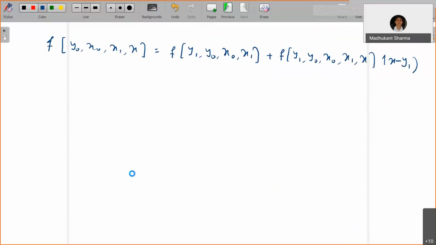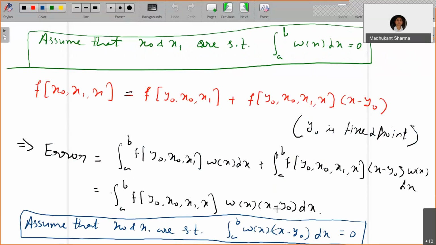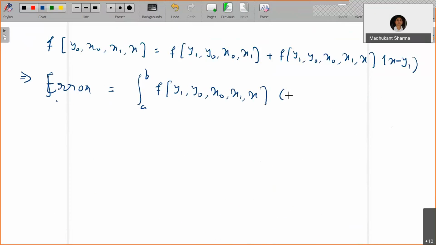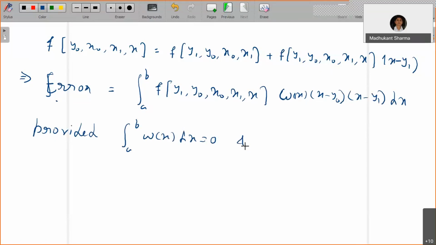Because of the previous assumption, you multiply by w(x)(x - y0) and then integrate. The first term does not contribute anything because of the previous assumptions. So the error is equal to the integral of f[y1, y0, x0, x1, x] w(x)(x - y0)(x - y1) dx. Again, the first term will not contribute anything, provided the integral from a to b of w(x) dx is 0 and the integral from a to b of w(x)(x - y0) dx is 0.